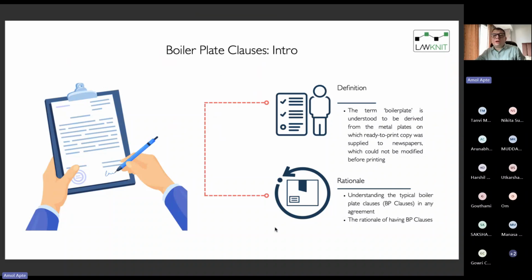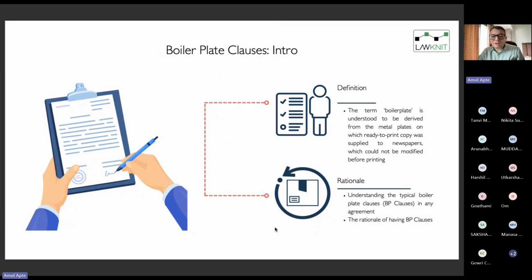Now let's understand what boilerplate clauses are, because it's a very commonly used term, and sometimes you don't understand exactly what boilerplate means. If we look at the literal meaning, it is derived from metal plates on which ready-to-print copy was supplied to newspapers, which could be modified before printing. Essentially, a typical boilerplate clause is something which you will find in almost all contracts, and then only changes based on the basic intent or nature of the contract, or small changes are made in those contracts.